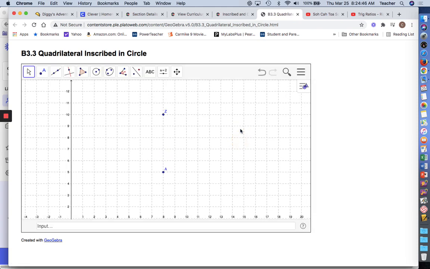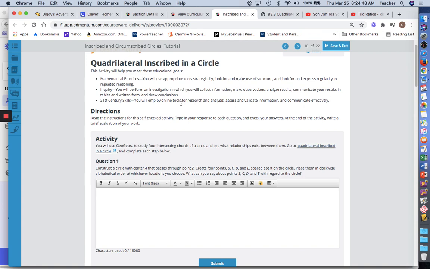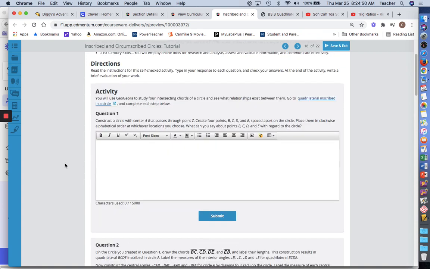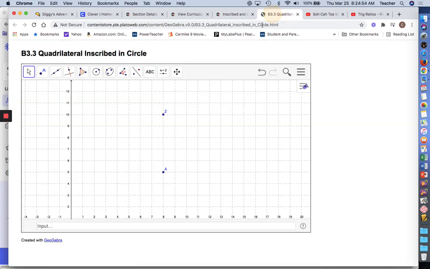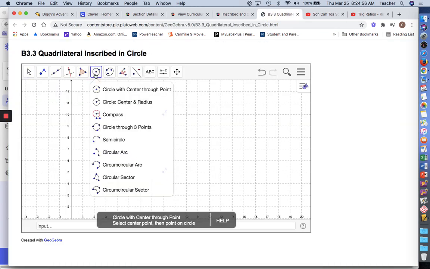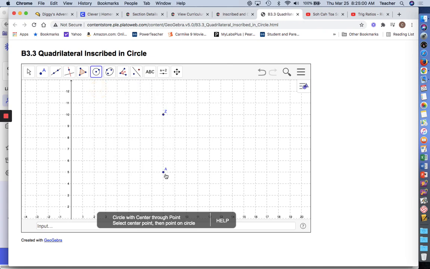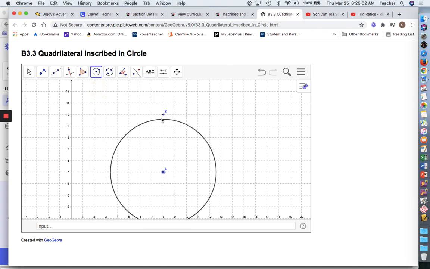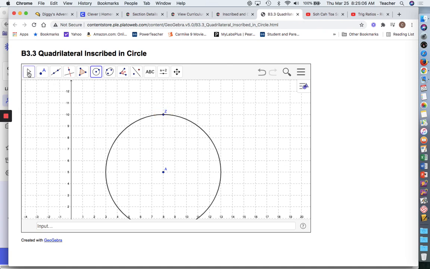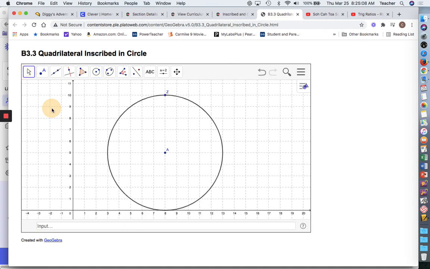Okay, looks like I got 2 points here. Let me see what I'm going to do with them. All right, construct a circle with center A that passes through Z. So I'm going to make a circle through a point. A is the center, passes through Z. So I'm going to click on Z. All right, there's my circle. Move this out so you guys can see better.